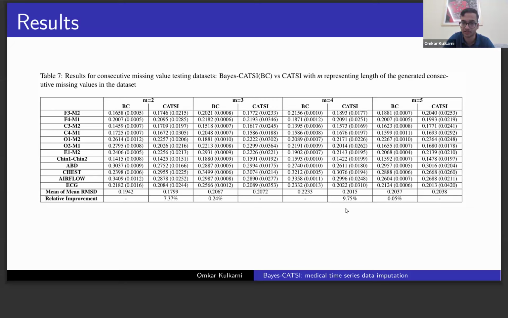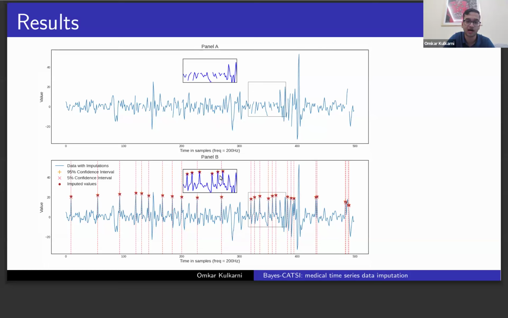Here we give the viewers an idea of how the missing values are generated. This is one of the time series that we consider, and these are the first 500 samples. As we see here, the imputed values have very low standard deviations. Hence, the 5% and 95% confidence intervals and the imputed values are pretty close to each other, which shows that the uncertainty in the predictions of Bayes-CATSI is low.